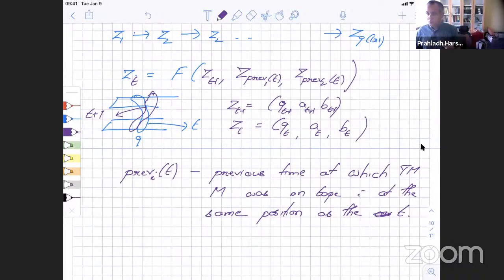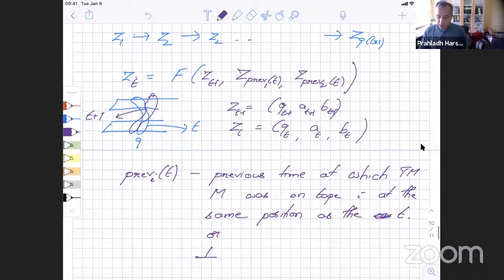Okay. Is the definition clear? So it's the previous time. There could be no previous time, then it is bot, because this is the first time you encountered this particular position on the tape. Then there was no previous time that you encountered this. This is for tape I. Similarly, you have one for tape 1 and one for tape 2. This is what AT minus 1 and BT minus 1 have. So AT needs Z prev 1t. BT needs Z prev 2t.